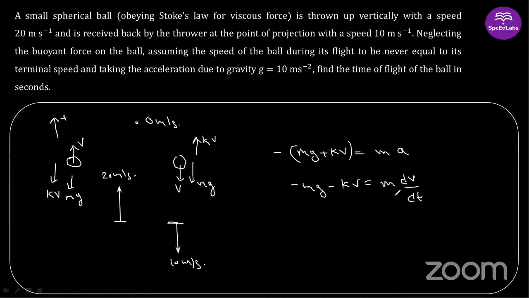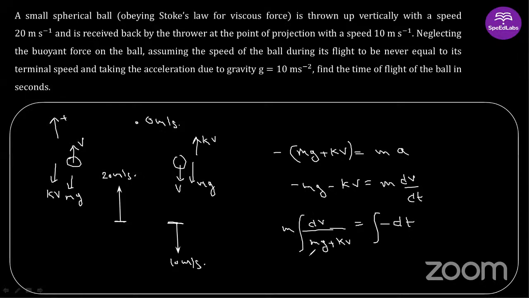We need to find time, and we just need to integrate. First we will rearrange it. I am dividing with m, so this m is gone, and we get k by m. I don't think we can do that without division. So we will get m dv upon mg plus kv equal to negative dt. This is what we are getting.